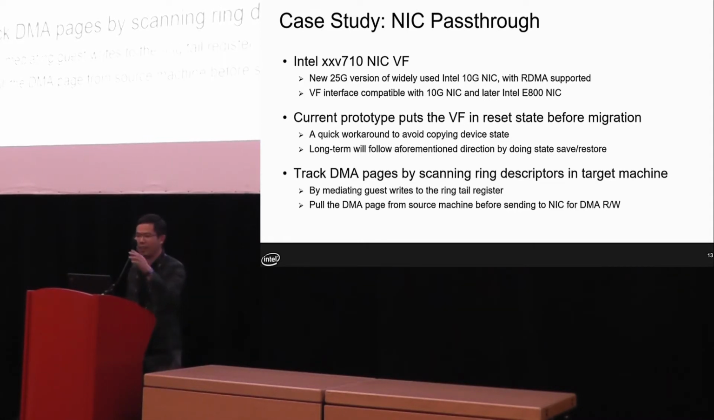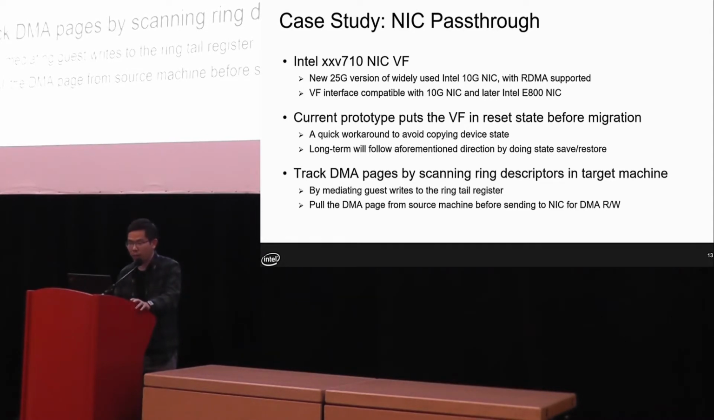Thanks, Kevin. Hello, my name is Shaopeng from Intel Network Division. Today I will share a case study using NIC pass-through for post-copy live migration. Here we use the Intel XXV710 NIC, which is a 25G version of the widely used Intel 10G NIC with RDMA support. The VF interface is compatible with the 10G NIC and later generations, for example, the Intel E800 NIC.